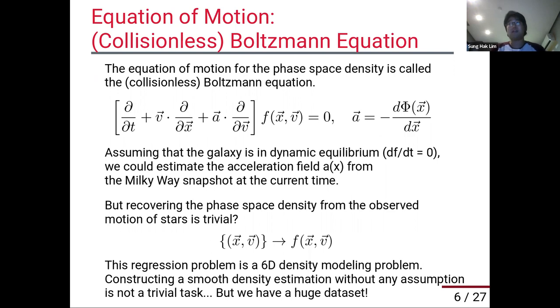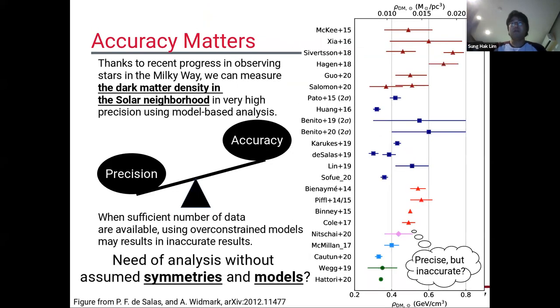I mentioned that there are several classical ways of solving this problem. So this is the list of the dark matter mass densities measured at the sun using various classical methods. And as you see, most of the upper estimations are the old measurements, and the lower part is, roughly speaking, more recent measurements.